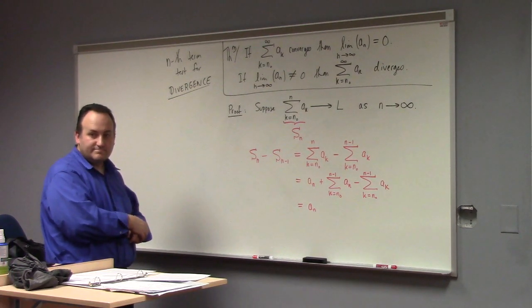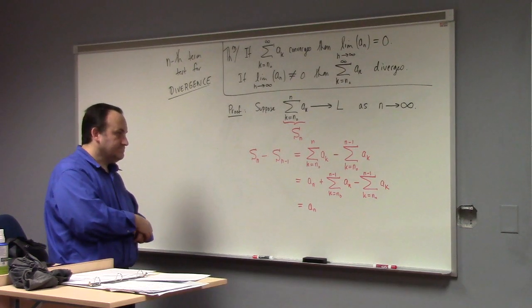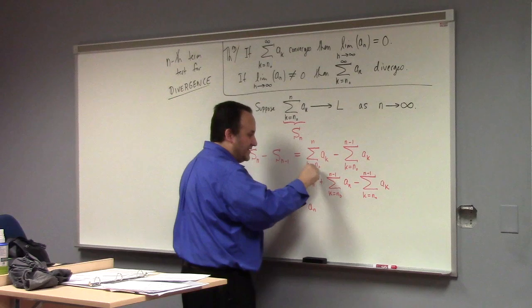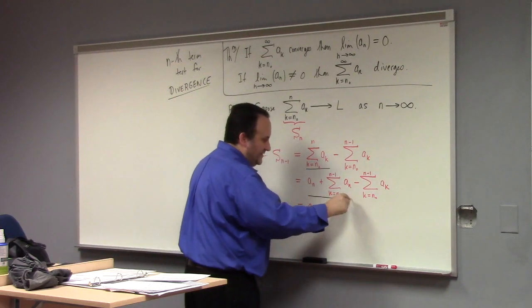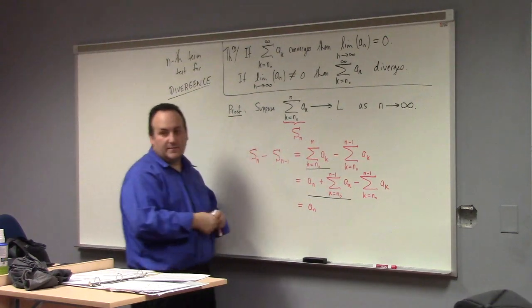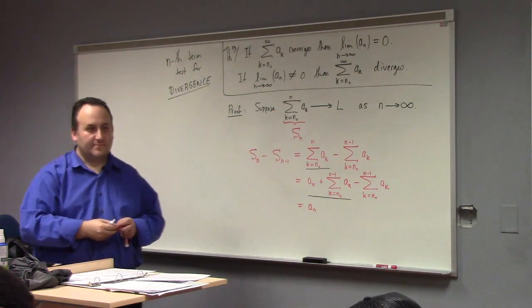Where did the a sub n come from? Oh, this is the definition of the finite sum. We defined the finite sum recursively. This is equal to that. How do you get to the nth one? You take the n minus 1th sum and then you add a sub n. That's how we built up the finite sum.